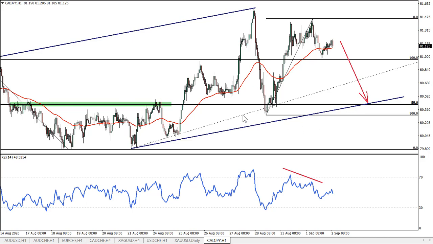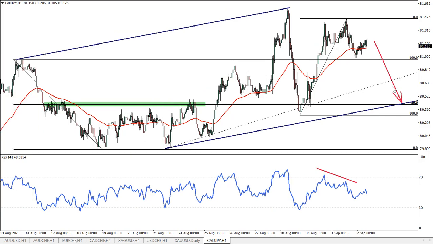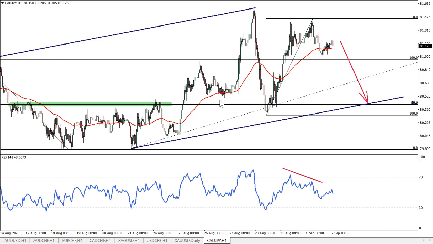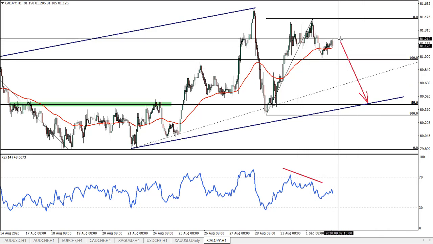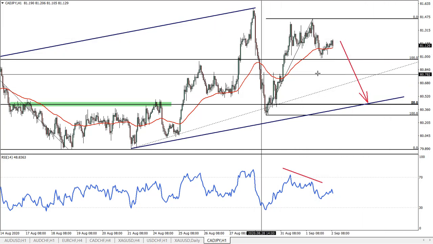In regards to Canadian Japanese yen, what I think we can expect is the downside correction. Potentially price can decline towards the level at 80.42. Basically it could start anytime.